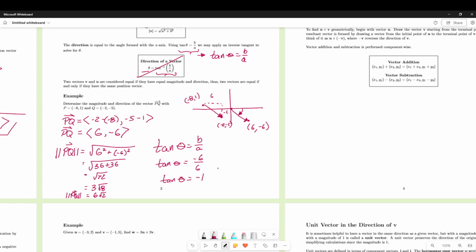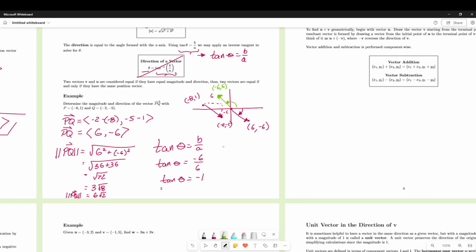Now, I don't want to belabor this point too much, but notice if our vector was pointed the opposite direction, if it had been pointing this way instead, then those coordinates would be -6, 6. So the tangent of our angle would be 6 over -6. We'd still be looking at the tan inverse of -1. The tangent can't tell the difference between this angle and this angle. We have to know which one we want.